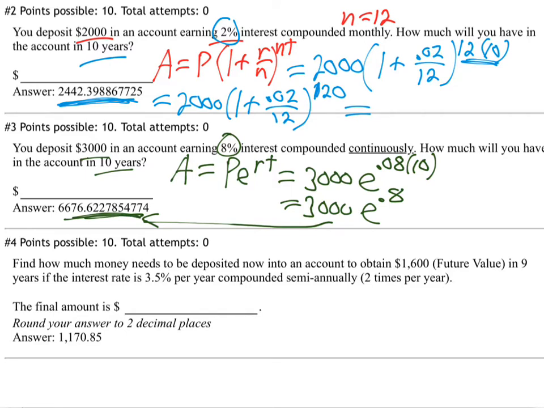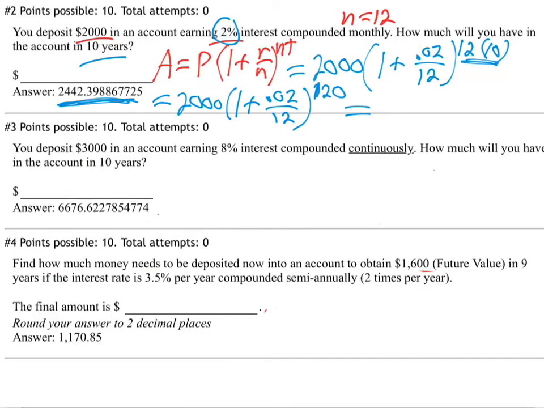All right, so let's try number 4. On number 4, they're changing things up. Find how much money needs to be deposited now into an account to obtain $1,600. So I might be repeating here, but I want to go back. I don't know where I cut out. So I'm going to do this problem.